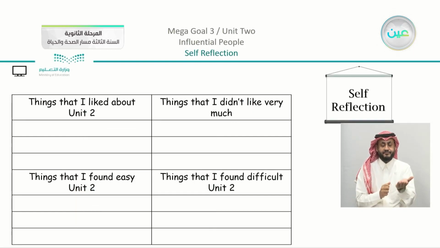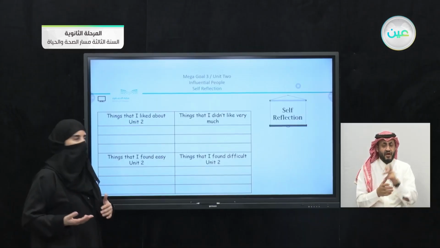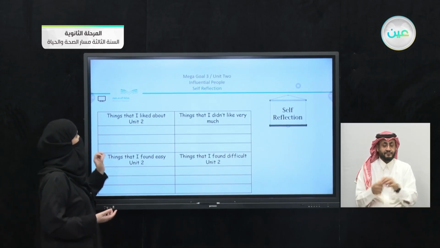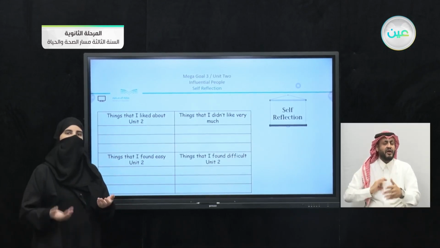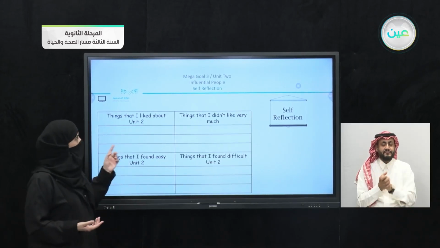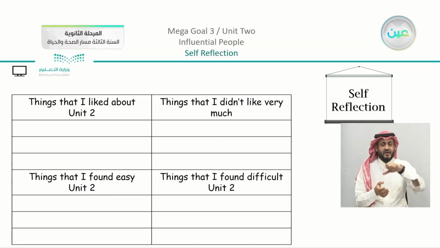Now we have Unit 2, and there are going to be 4 parts. You are going to evaluate yourself. Here we have the first part, which is things that I liked about Unit 2. So what did you find interesting and easy to study? We have things that I didn't like very much. So maybe you have a point of view.